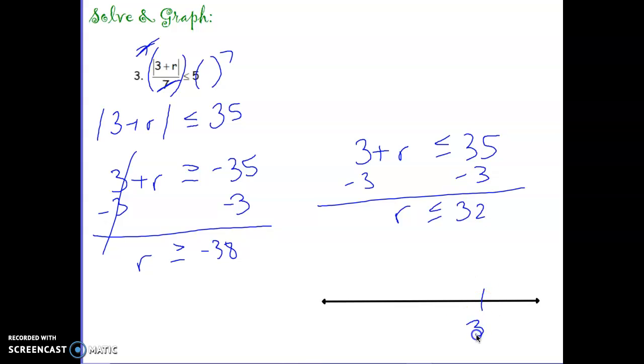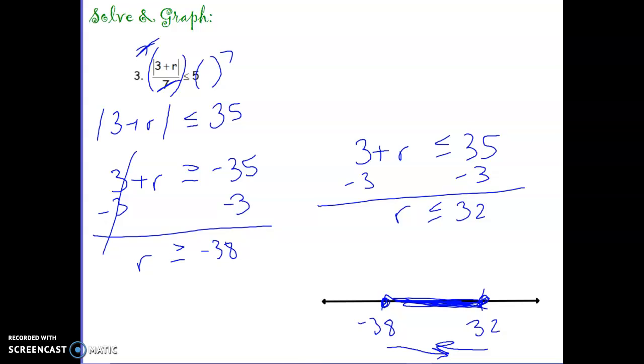Okay, let's put those on our number line. Here's 32. Here's -38. I'm going to have closed circles on both of them, right? Because you see I have that equal to line, so I'm going to have a closed circle on both. Okay, let's see if we can figure out if this is an and or an or. Greater than -38, that's going to go this way. Less than 32, that's going to go this way. So what do you guys think? Is this an and question or an or question? If you said and, you are correct.